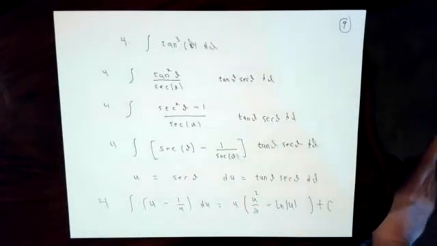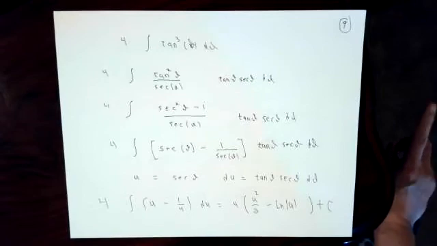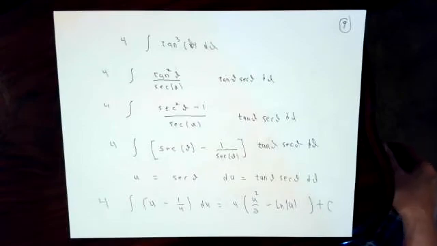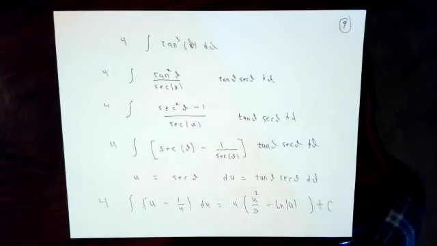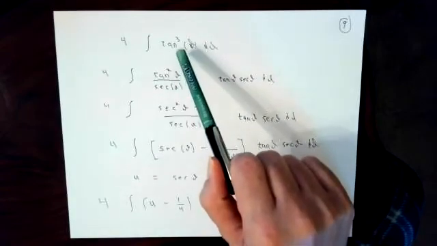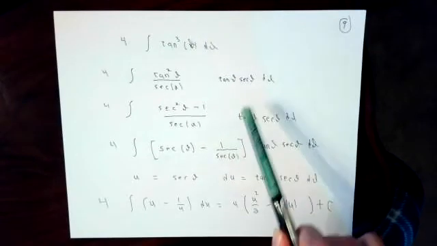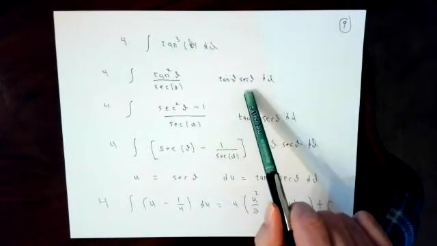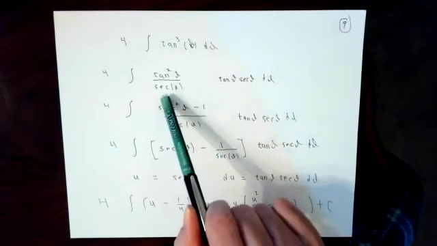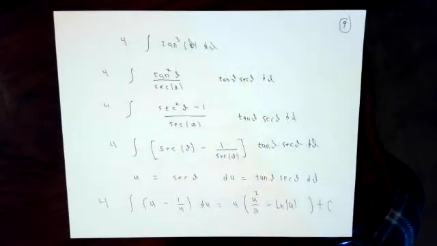If you remember what you were supposed to do when the power on the tangent is odd and positive, you're supposed to pull a tangent secant out. So I'm going to take one of my 3 factors of tangent and write it down by the differential. There is no secant in this problem, so when I put a secant factor here, I have to put it in the denominator so that it cancels out and gives me what I had before.